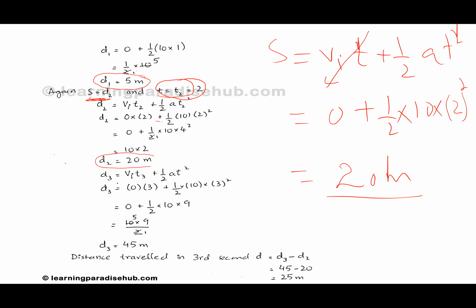By using the same equation, you can calculate the distance traveled during the third second. Due to initial velocity being 0, this term will become 0. And in place of time, you will write 3. This is the distance traveled during the first 3 seconds. So in the first 3 seconds the distance is 45 meter, using this formula. In 2 seconds, 20 meter is traveled. So from 2 to the third second, 25 meter is covered.